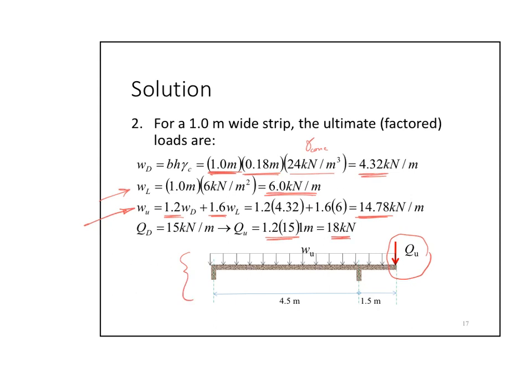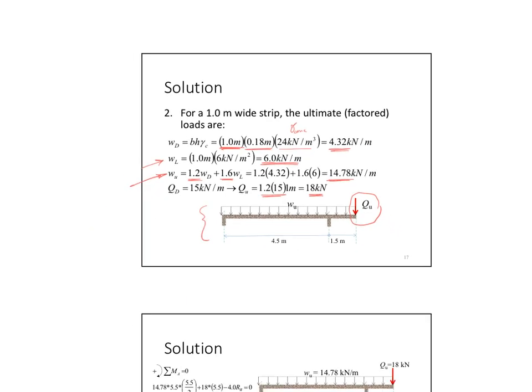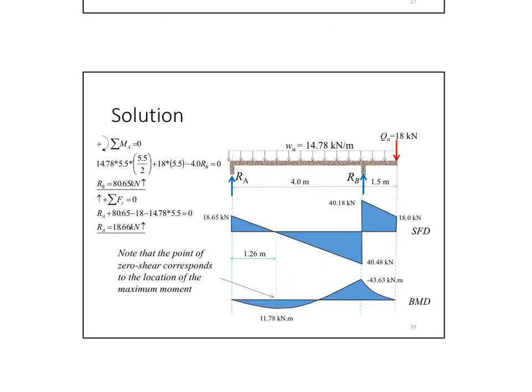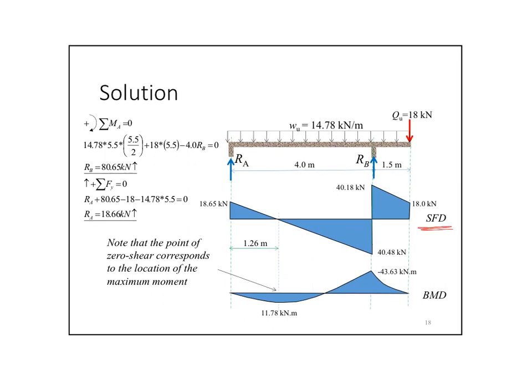Now I have my full factored or ultimate case free body diagram of my strip. In this case, I can very easily solve it. I can find my shear force diagram, bending moment diagram, right? I will require some main steel down here at the bottom and main steel up here at the top because the shape of the moment looks like this. So I have tension down here and I have tension up here. Which one is more critical to design for? Let's start with the 43.63 kilonewton meter.